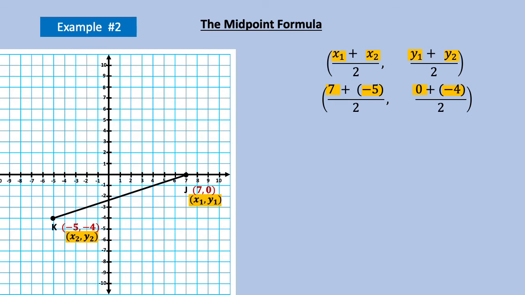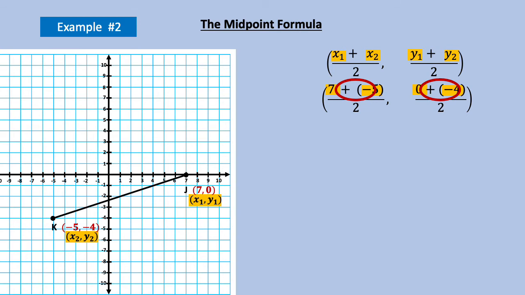When we substitute those values, we get the following. 7 plus -5 divided by 2 on the left, and 0 plus -4 divided by 2 on the right. Now before we could divide by 2, we have to simplify the portion on the top of each fraction. And if you notice, on the top of each fraction, we have a positive and a negative sign next to each other. That's why -5 is written inside of parentheses and -4 is also written inside of parentheses. You have to have that written inside of parentheses in order to separate the positive and the negative sign.